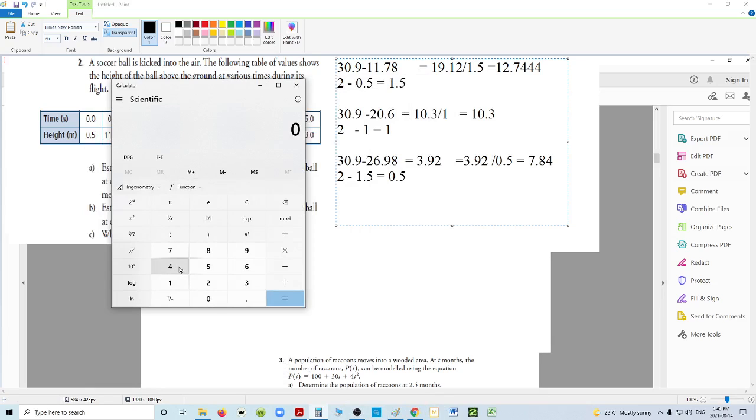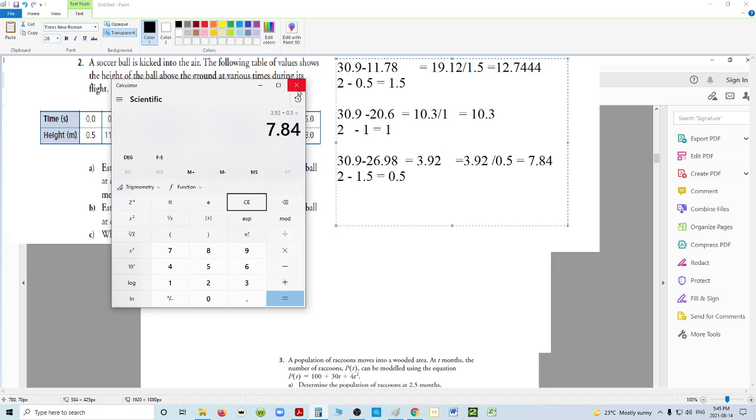So it's 30.9 minus 26.98 equals, none of that entered. Great. 30.9 minus 26.98. Enter. So I get, and that's wrong. So try once again. Minus 26.98. Enter. 3.92 divided by 0.5. 7.84. So I got that right.